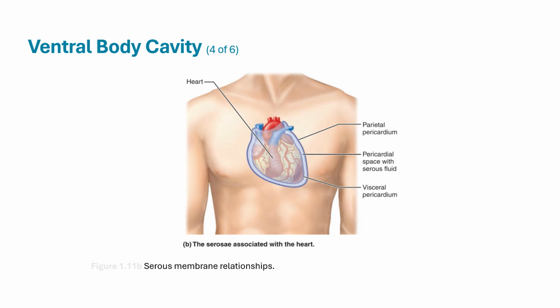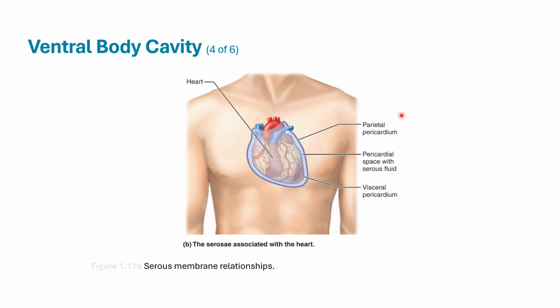All right, this picture is showing the serosa associated with the heart. The parietal pericardium lines the pericardial cavity. It folds back as the visceral pericardium, the serosa that covers the heart. Between the parietal pericardium and the visceral pericardium is the pericardial space, which includes the serous fluid.